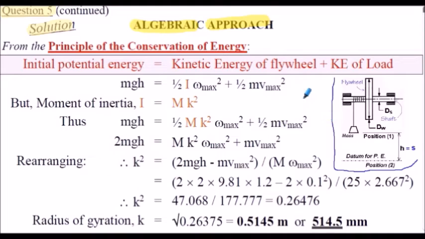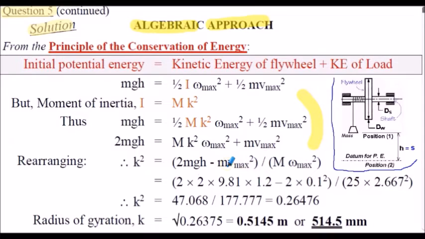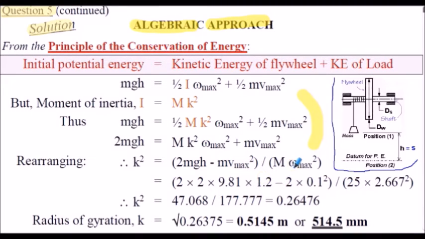I've tried to rearrange the equation algebraically to form this line here before I put my numerical values in. So to rearrange this equation here to find k squared, I've simply multiplied by 2 on the next line. That's why the 2 occurs on the left hand side, but the half disappears on the right hand side of the equation. And next I subtracted the mv max squared term from both sides of the equation. And finally I divided by the m and the omega max squared term here.